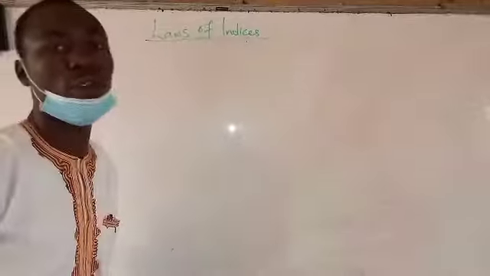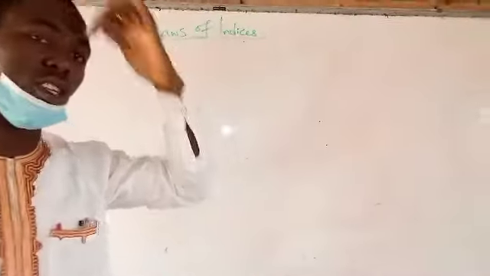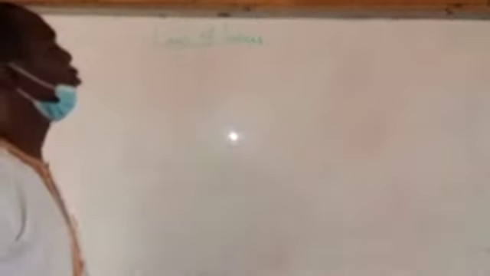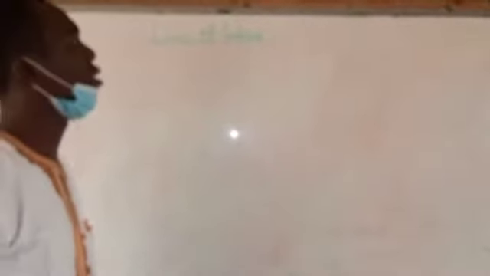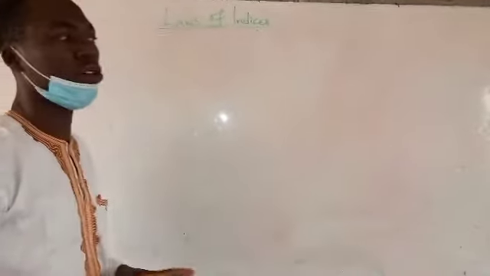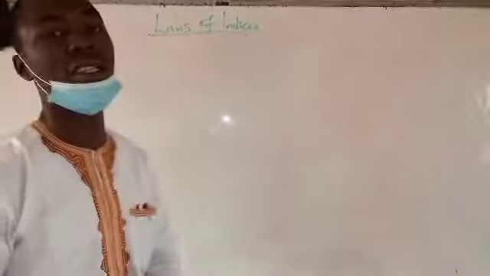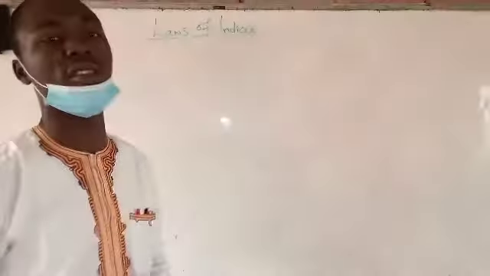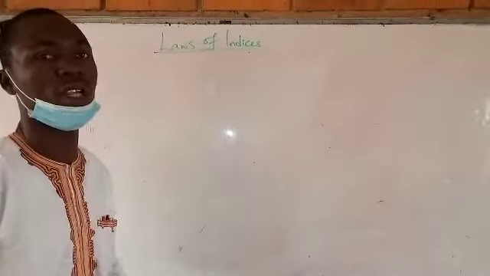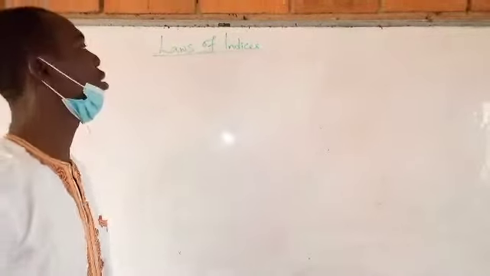This is for those of us that just left the junior secondary section into SS1. So we usually start with laws of indices. So we have to look at some rules or laws guiding questions involving indices. You might have done something similar in your junior secondary section, but this one has some advanced aspects.